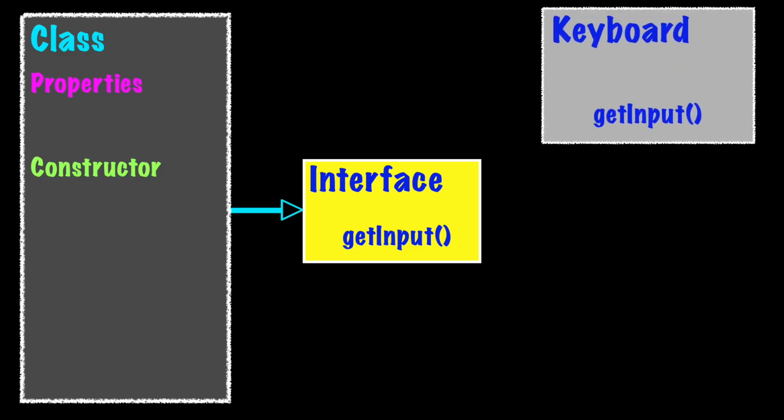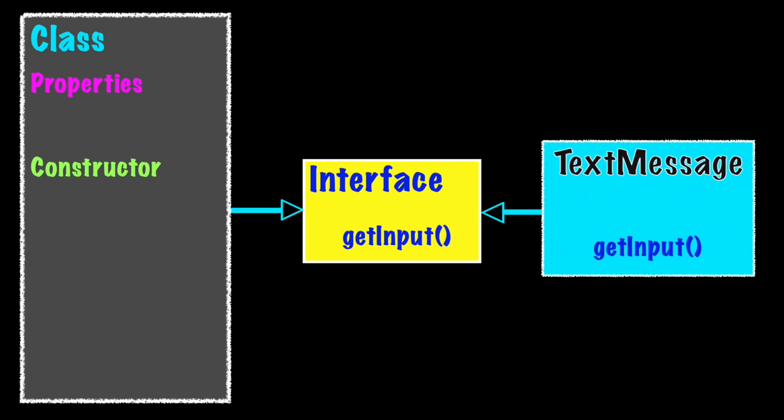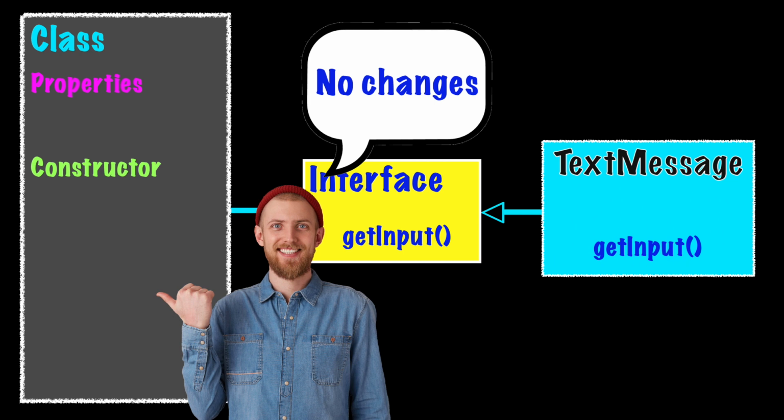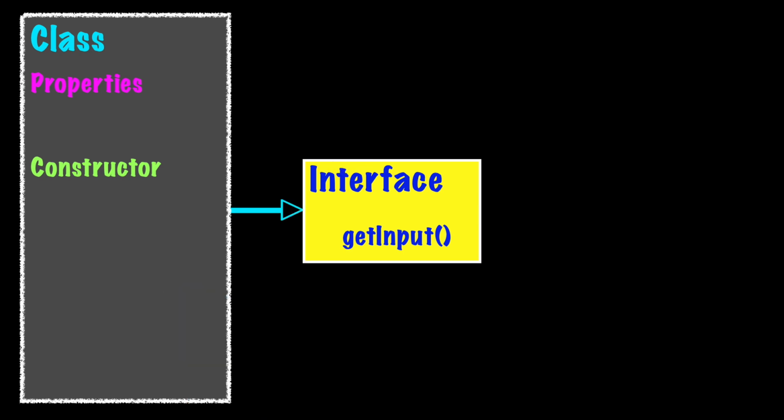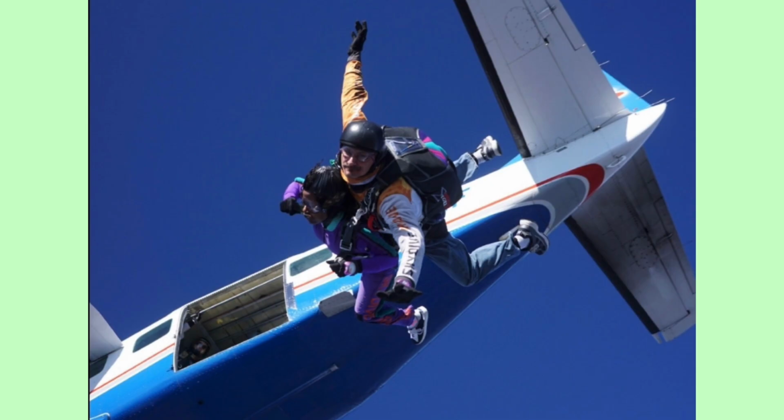If the existing dependency changes, say the player input is now supplied with a text message class, swapping out the dependency is easy and requires no changes to this class. Testing is also easier by swapping in a test double. Since you have a choice on the dependency type, I challenge you to use explicit dependencies whenever possible.